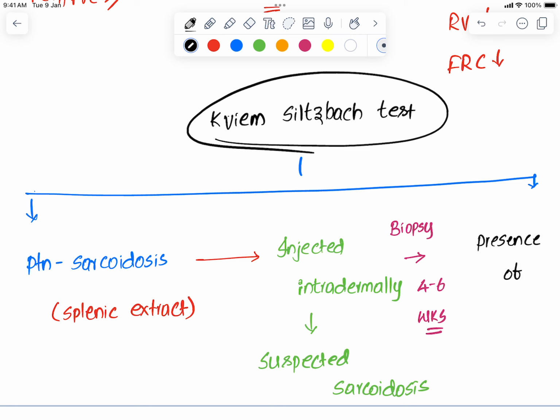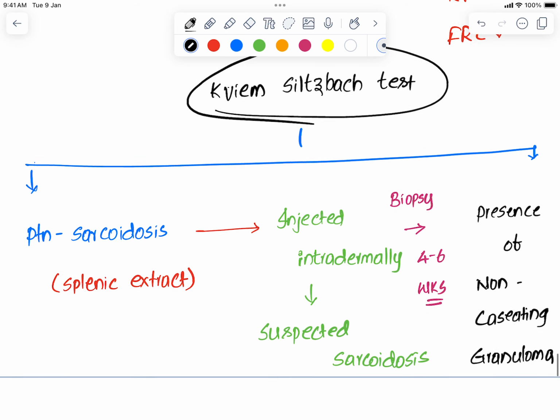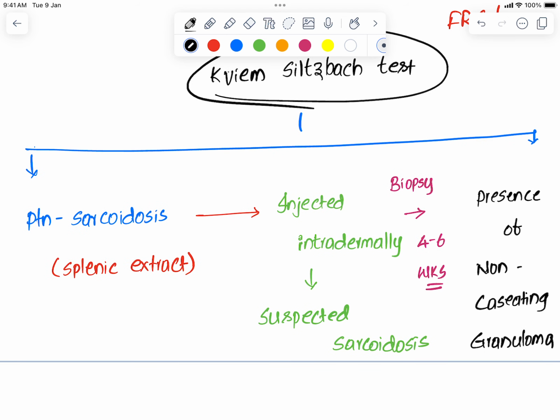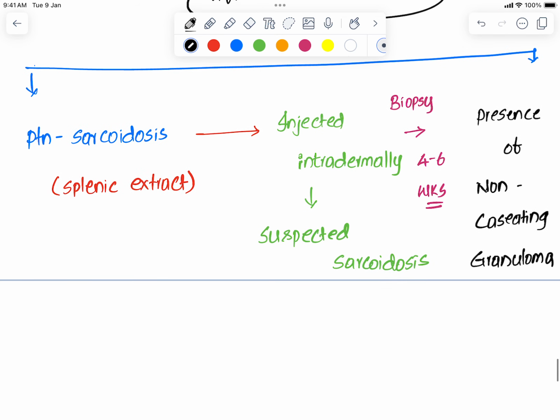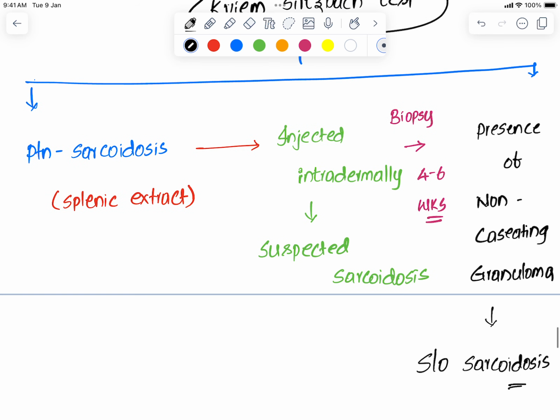The presence of non-caseating granuloma in the biopsy means you have injected intradermally, and from that intradermal area, you take the biopsy. The presence of the non-caseating granuloma in the biopsy specimen is suggestive of or highly specific for sarcoidosis. Okay, so this is about your Kveim-Siltzbach test.